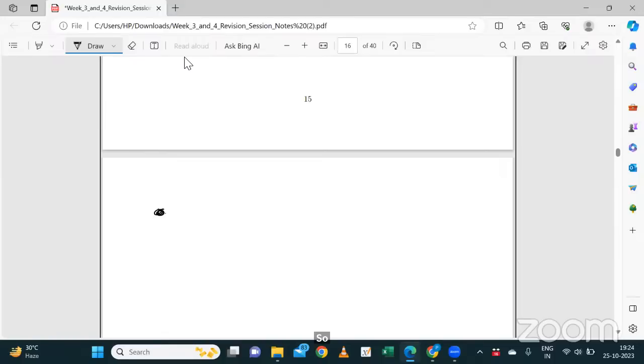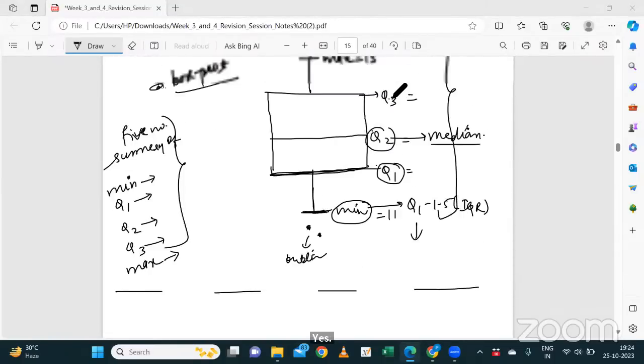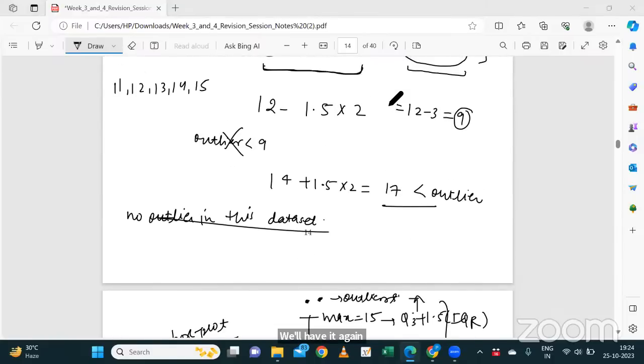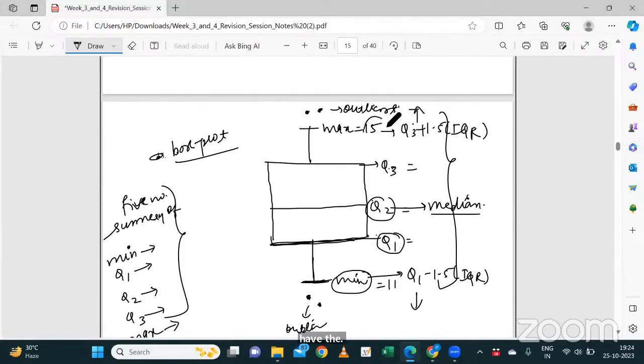Sir, you said any number greater than 17 will be an outlier, but at the max of the graph you wrote 15. This is the maximum value of your data set. Sir, you wrote there Q3 plus 1.5 times the quartile.